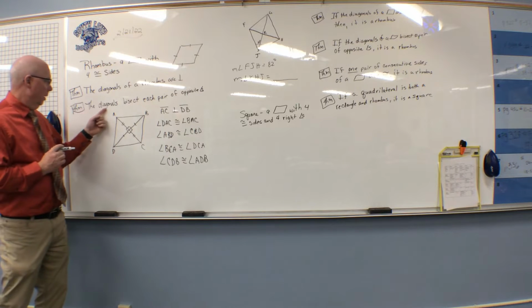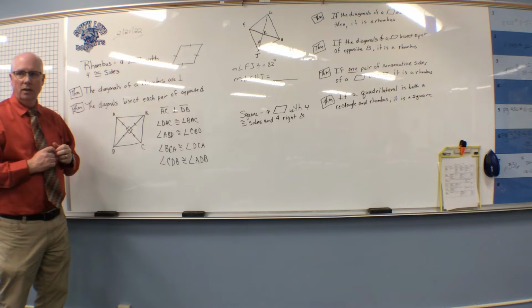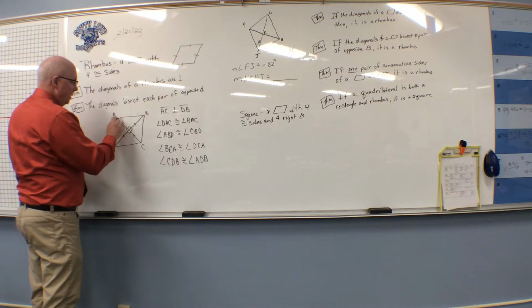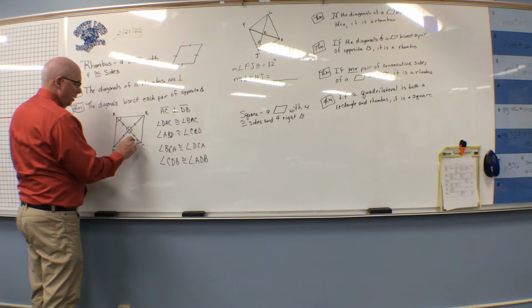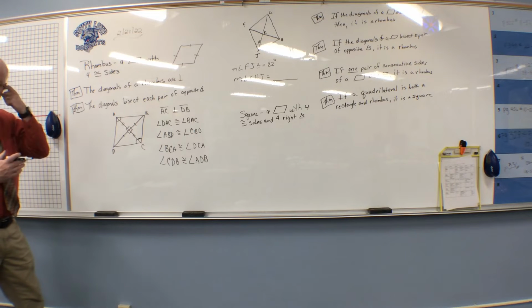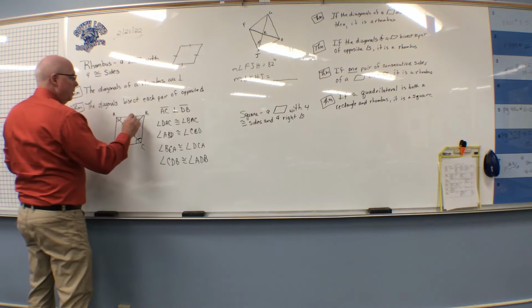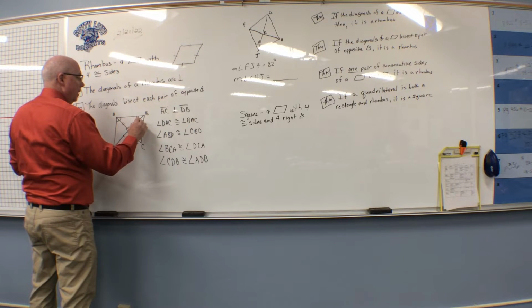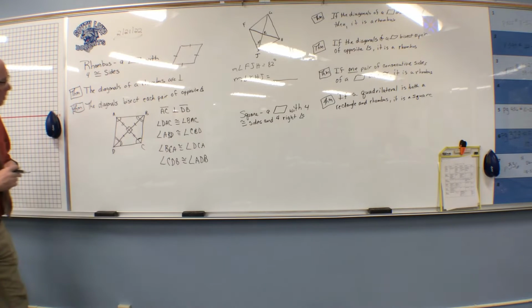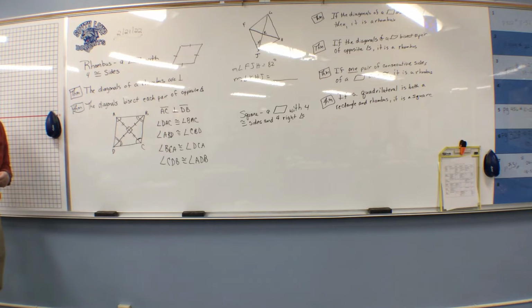But this goes more than that. It says the diagonals bisect each pair of opposite angles. So since this angle is congruent to this angle, is congruent to this angle, is congruent to that angle, because opposite angles are congruent, correct? And then it bisects them, which means it cuts them in half. That also means that this angle is congruent to this angle, is congruent to this angle, is congruent to this angle. And I wrote them all out for you, but it's always nice to mark it.